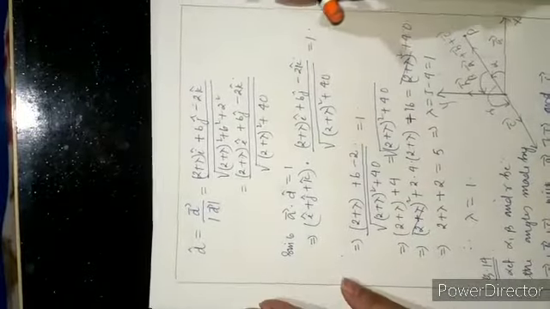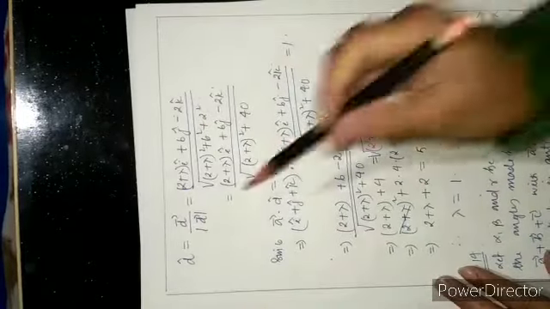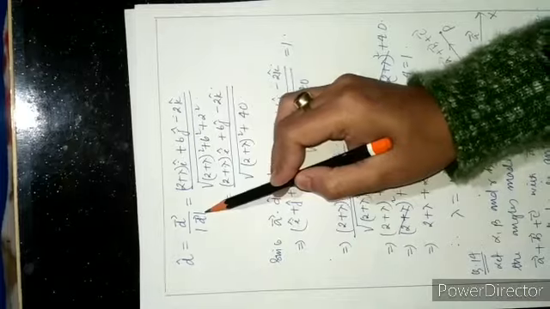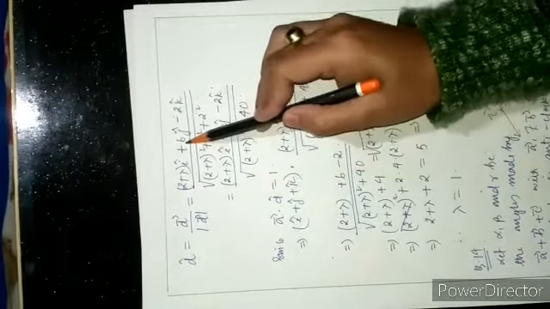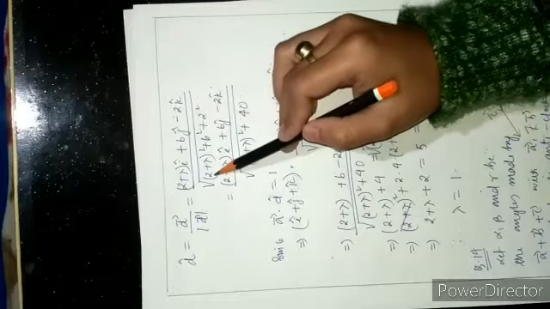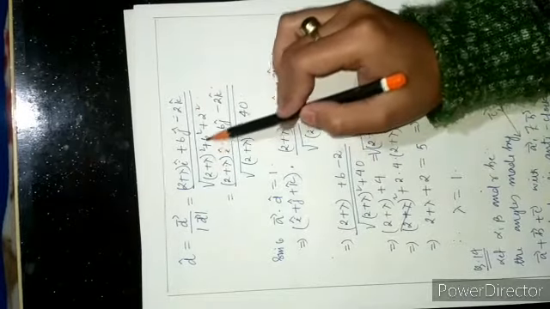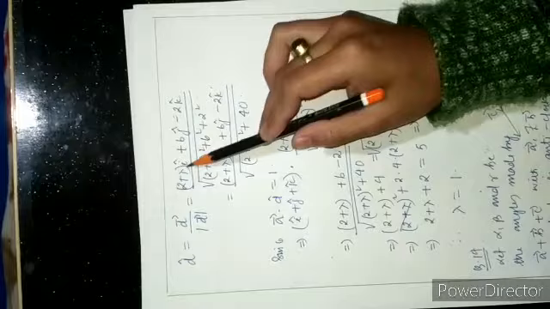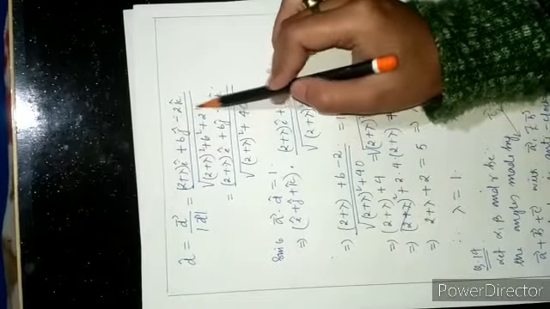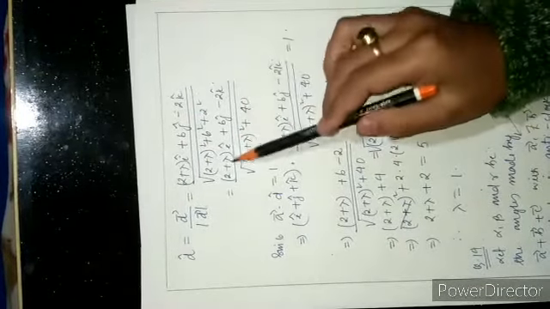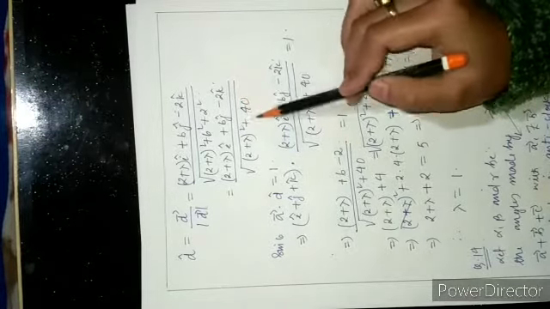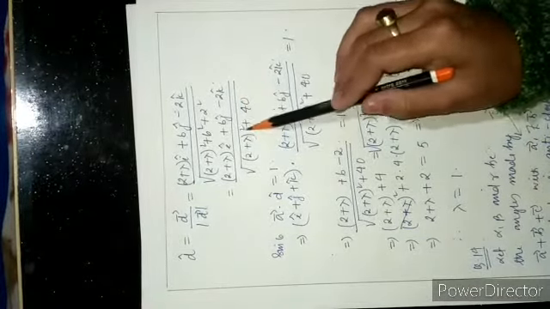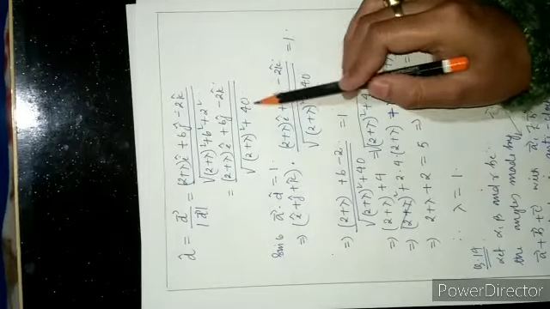Then find D cap. D cap is given by the formula D vector divided by magnitude of D. 2 plus lambda i cap plus 6 times j minus 2k cap divided by the square root of 2 plus lambda whole square plus 6 square plus 2 square. These are the x component, y component and z component. Solving, we get 2 plus lambda i cap plus 6j cap minus 2k cap divided by root over 2 plus lambda whole square plus 40.